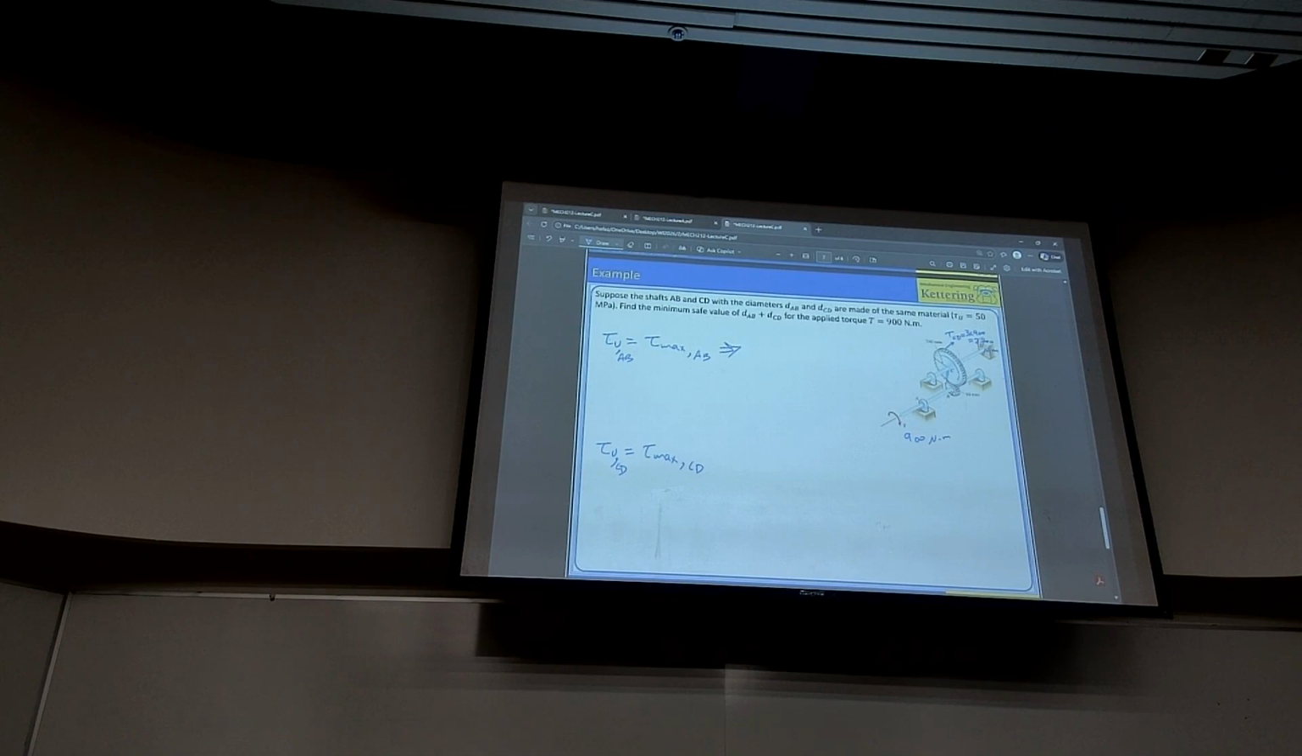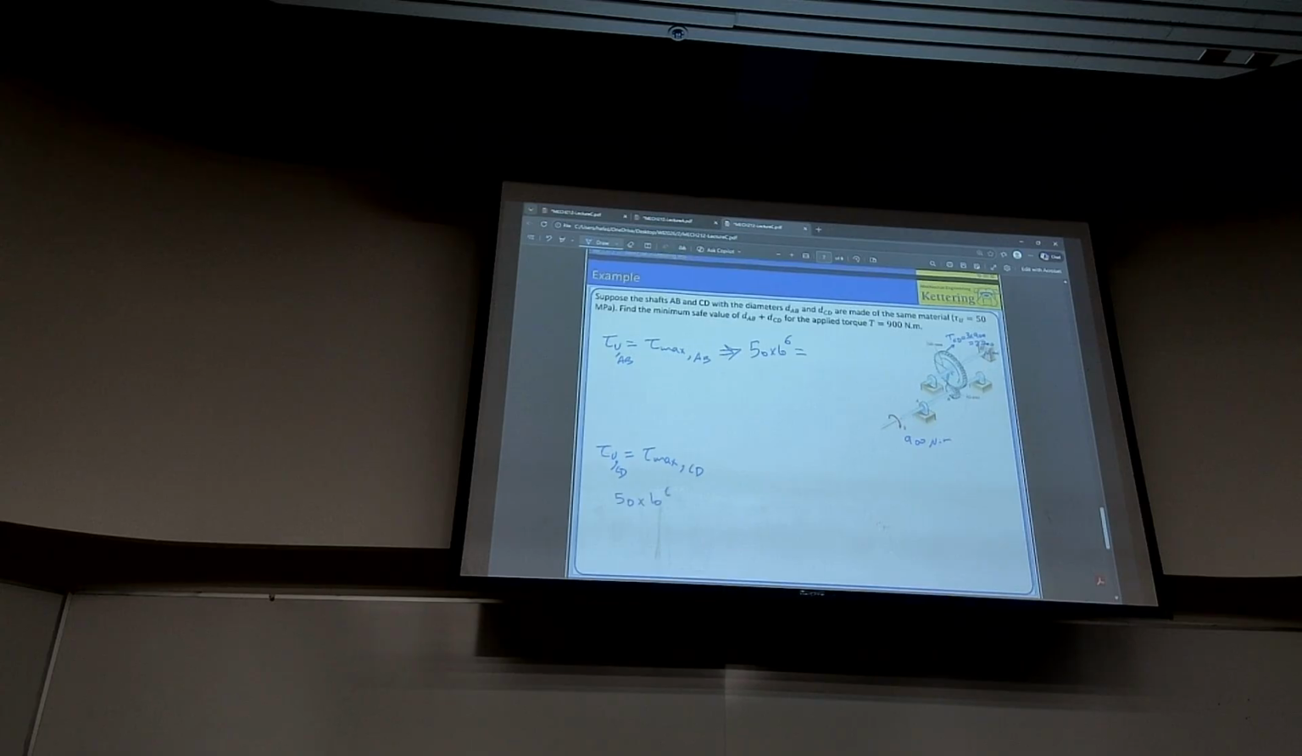50 megapascals. Very good. And let's do it side by side. What's mega? 10 to the 6. Very good. And what is tau u for CD? Would it also be the same? Also the same material.